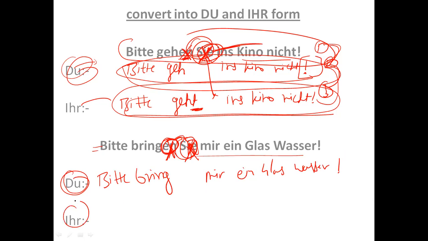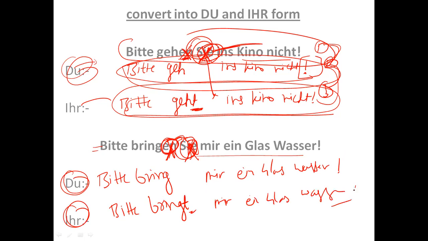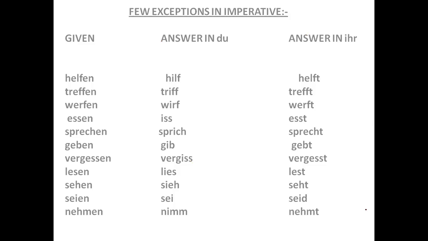And if I need to change it into ihr, it should be "bitte bringt" with the t ending: "Bringt mir ein Glas Wasser." Right? So this was about the imperative. Now there are a few exceptions in this, like exceptions in verbs.